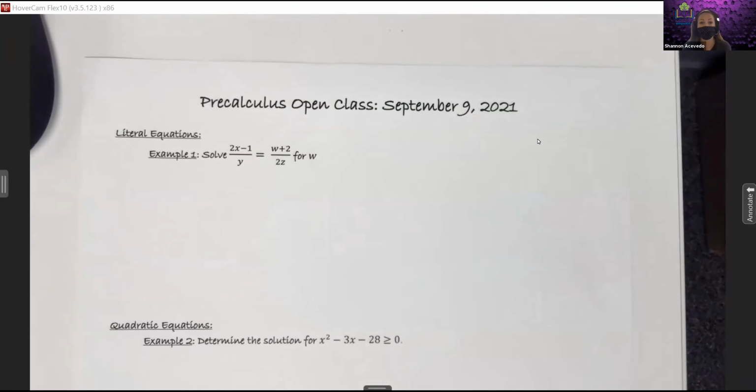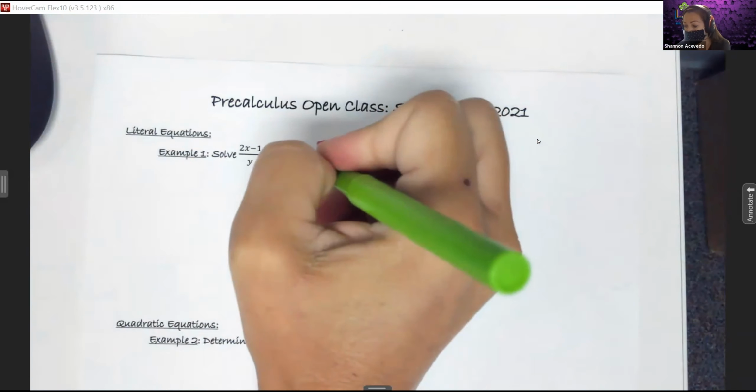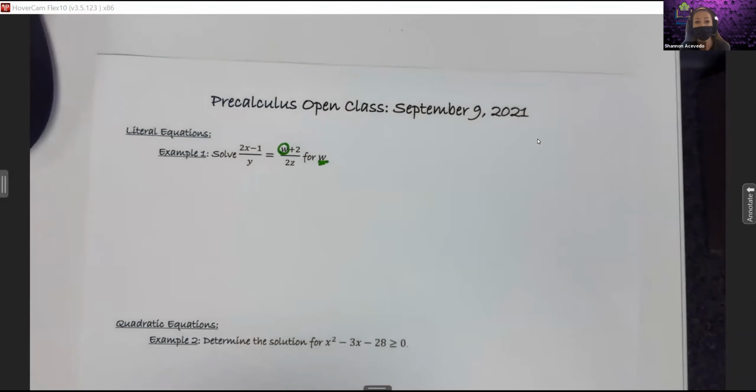There we go. All right, so we're going to start off with an example of literal equations. Now, when we talk about a literal equation, it's just like our basic algebra when we're solving for that variable, but sometimes when we get a bunch of different variables, it really throws us off. So we always want to make sure that we know what we are looking for. So I'm looking for W, which is this variable right here. So all I want to do is get it by itself.